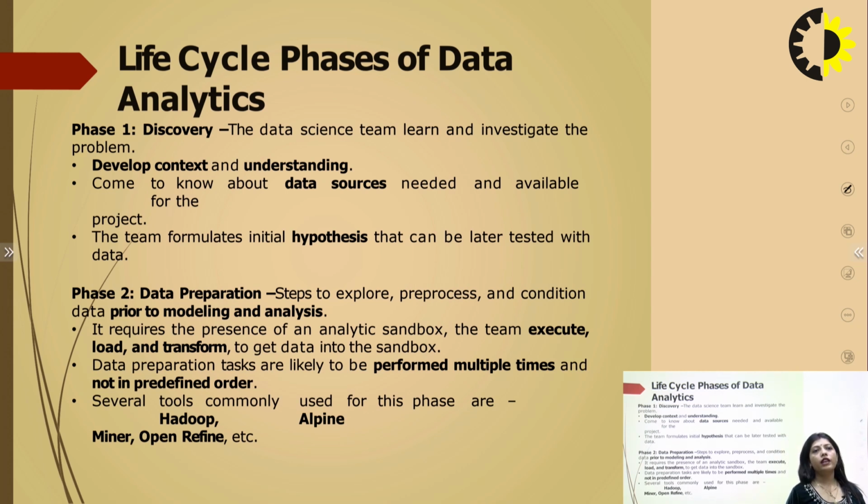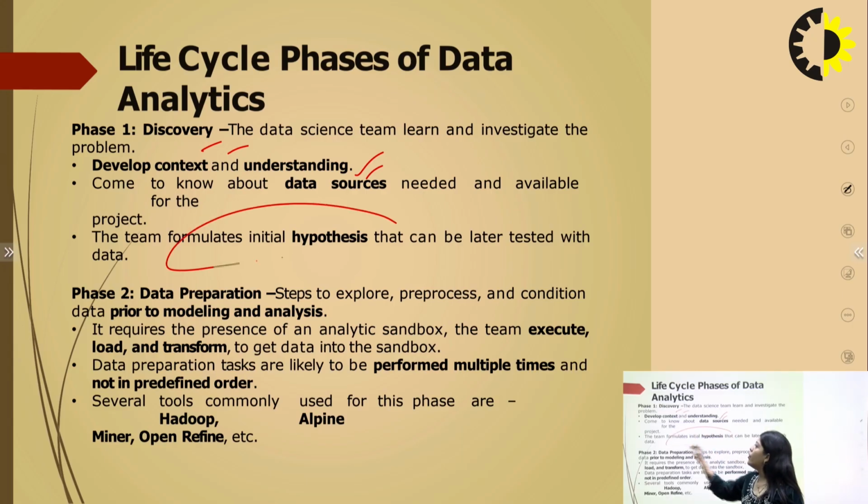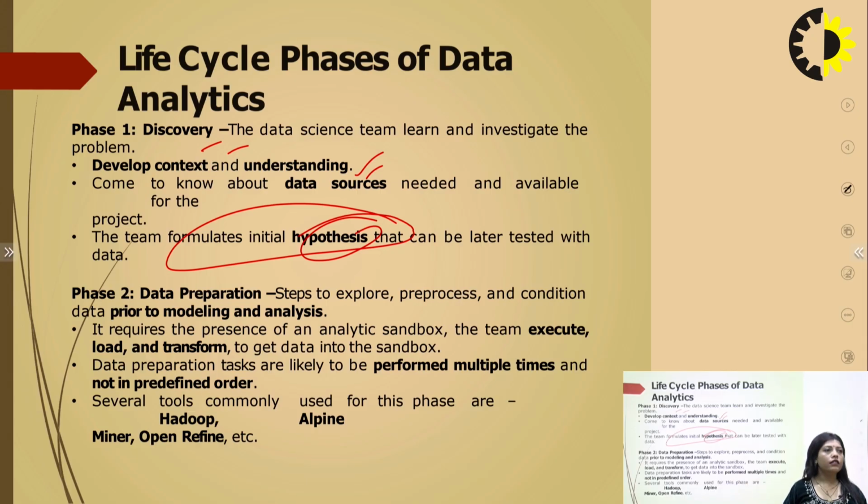First phase is the discovery phase. In the discovery phase, the data science team learns and investigates the problem. We discover the data, we discover the problem in real time. So first is developing context and understanding, which is coming to know about the data sources needed and available data for the project. So in this we formulate a hypothesis. Hypothesis means something which is not yet proven correct.